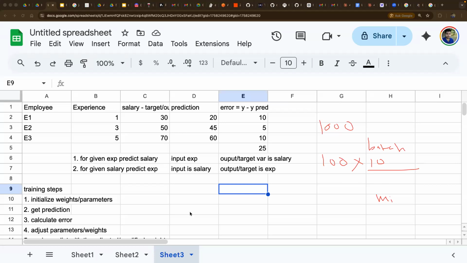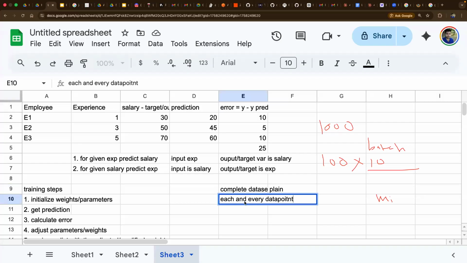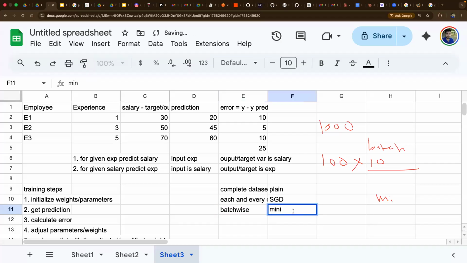So you can simply say, if you don't split the complete data set, then it is plain. If for each and every data point you calculate the error and then adjust the weights, then it is SGD, stochastic gradient descent. If it is batch wise, then it is mini batch. That's all.